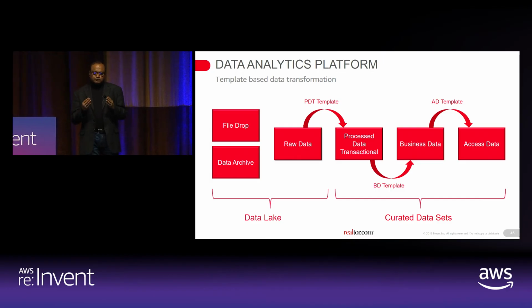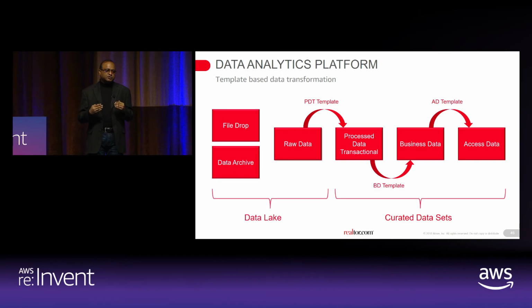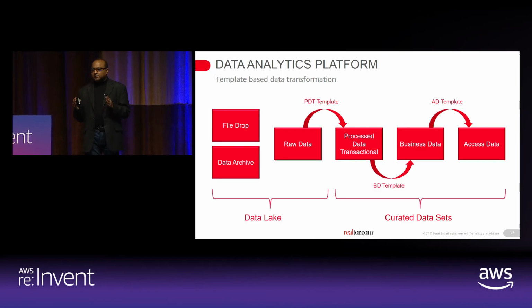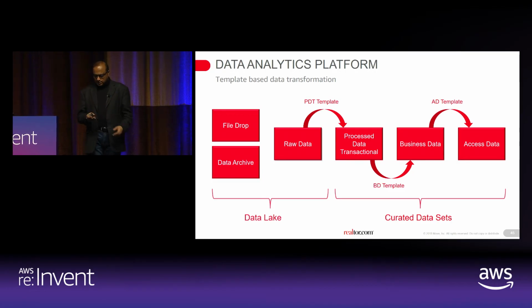Then from process data transactional, we take it to the business data layer, where we put the business overlay, the business metadata on top of the data. And finally, if there are data sets that we have to feed other systems or reports, we aggregate whatever we need to do, filter, and create the access data layer.